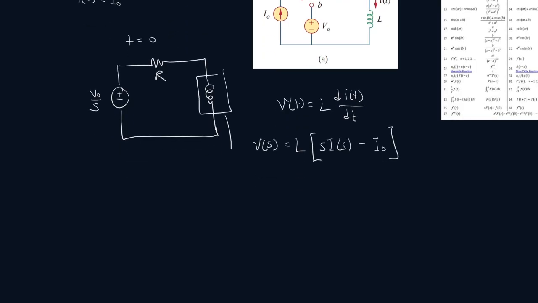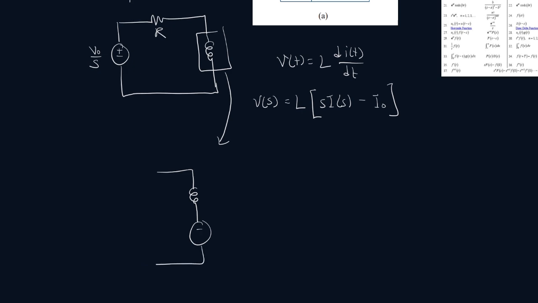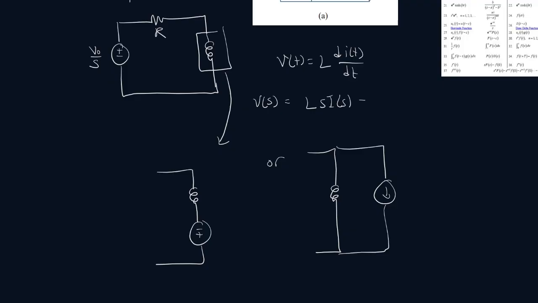So for this portion of the circuit, we can either do one of two things. We can add a voltage source like this, or we can add a current source like this. So our voltage source, first we have to expand this, so it'll be SL I of S minus IO of L, and this value will be your voltage source. If I said current source, I meant voltage source.